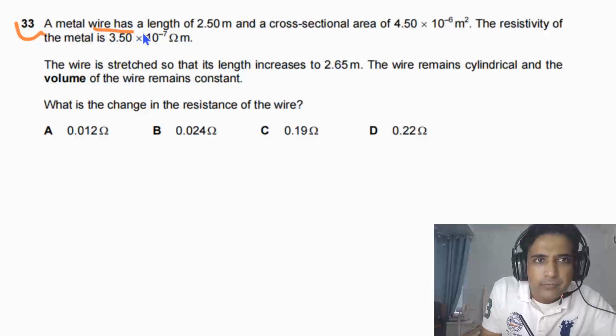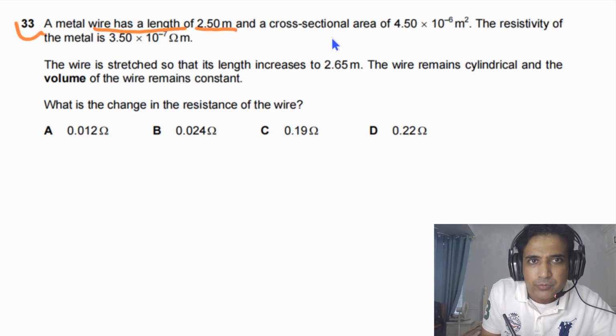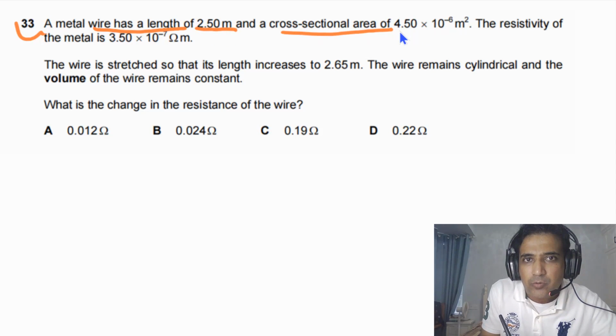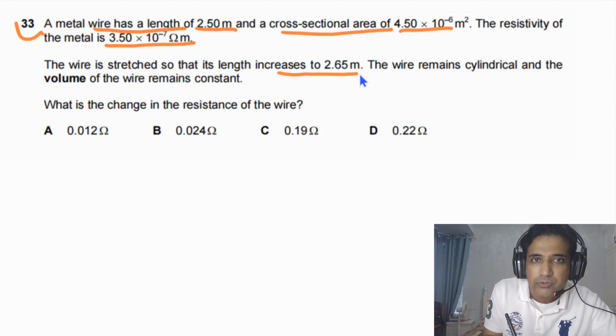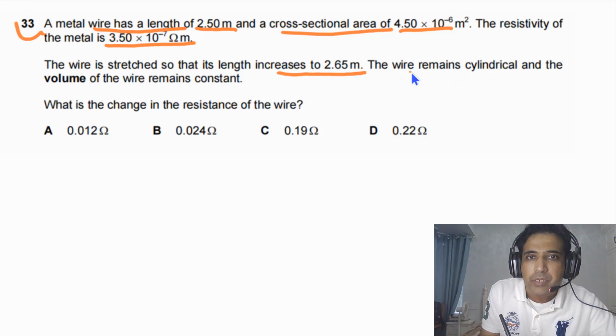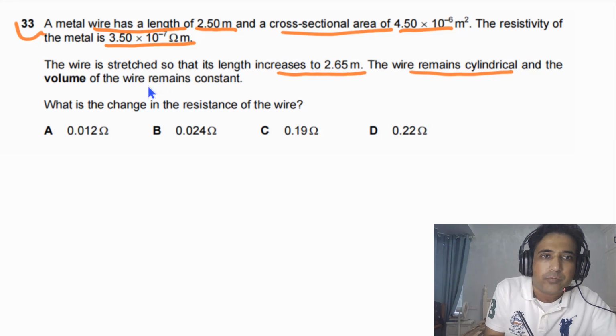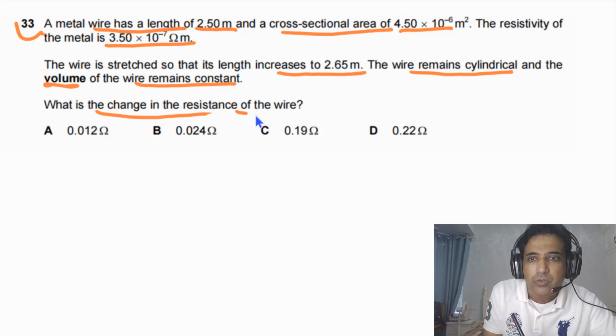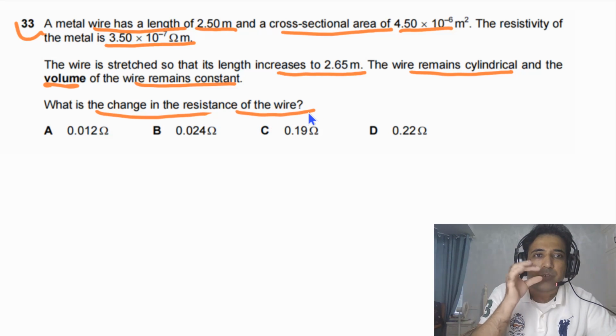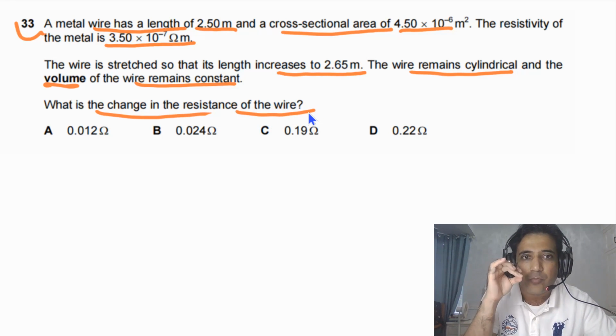The question says a metal wire has a length of 2.50 meters and the cross-sectional area of the wire is 4.50 times 10 to minus 6 meters squared. The resistivity of the metal is given. The wire is stretched so that its length increases. The wire remains cylindrical and the volume of the wire remains constant. Very important: volume remains constant. So what is the change in the resistance of the wire? We need to calculate the change in the resistance of the wire.